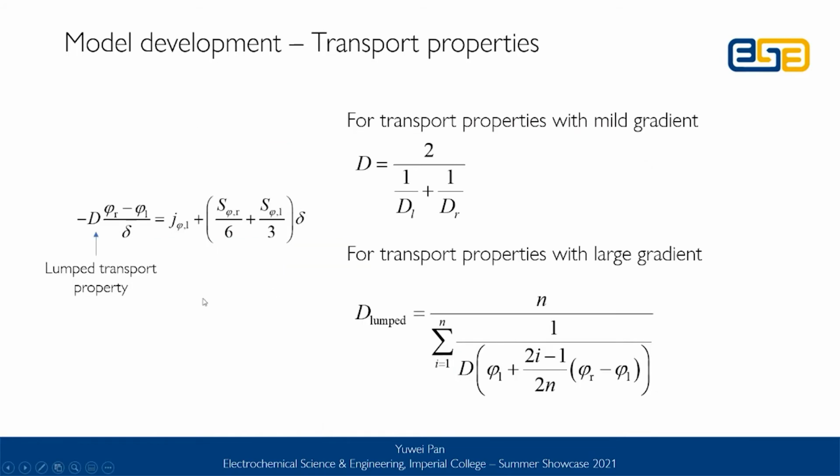As described previously, this model uses lumped transport properties, but these transport properties are still dependent on the local status of the cell. Transport properties with a mild gradient can simply be calculated from their values on the two neighboring nodes. But those with a large gradient are computed based on a linearized distribution of the scalars to avoid a large error.